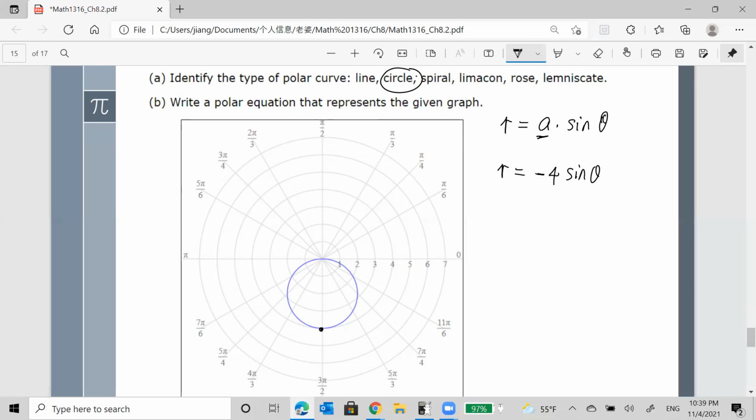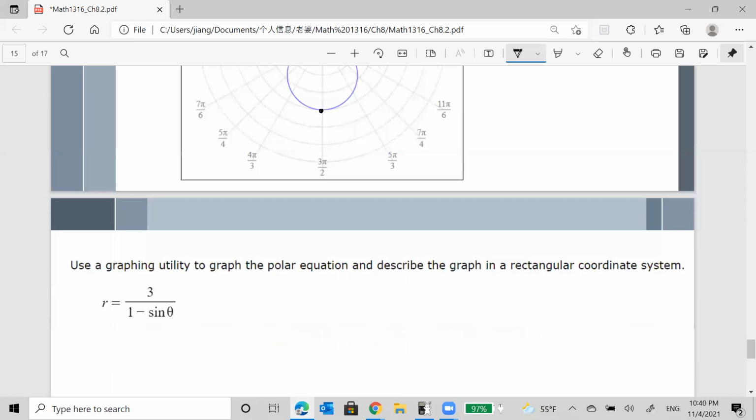So if the graph is lying this way, that's positive a times cosine theta. Here is negative a times cosine theta. On the top is positive a sine theta. Yeah, it's sine theta. So right now we find the graph r equals negative 4 sine theta in the polar equation system.